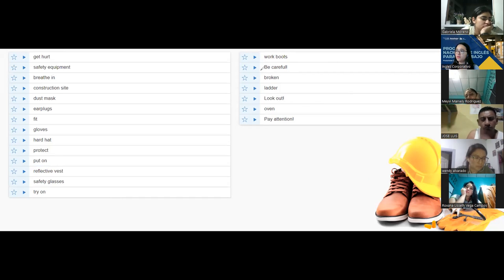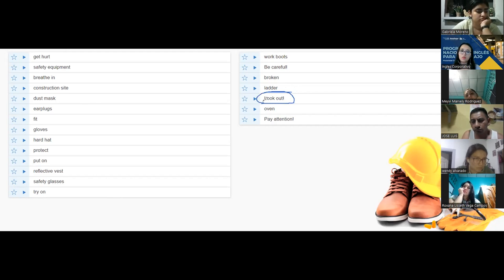Then we have be careful. Be careful, hay que tener cuidado. Be careful. Broken puede significar algo que está arruinado, right? Broken, algo que está roto, too. Then we have ladder, que son las escaleras de ladder. And then we have look out, como cuando la agarran de desprevenido y mira, look out, o ten cuidado, too, right? Then we have the oven.